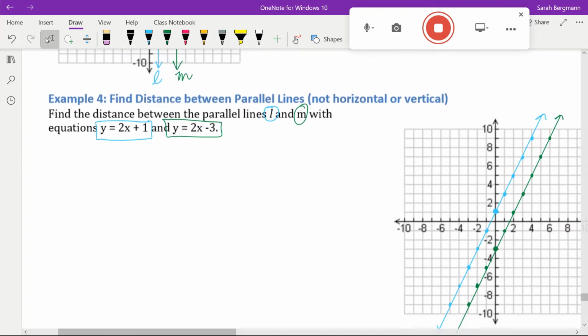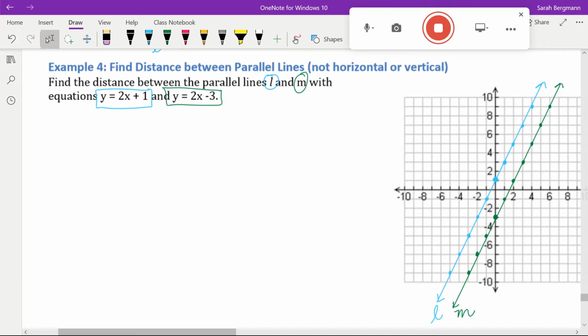Alright, let's try an example where the two lines are not horizontal or vertical. This is much more complicated, so just be prepared. First, I need you to plot lines L and M. If you do not remember how to plot the lines based on the equations, go back to previous notes. Once you have the lines plotted, I would suggest plotting them in different colors. We want to figure out what's the slope of these two lines. Since they're parallel, they have the same slope. It's a slope of 2.